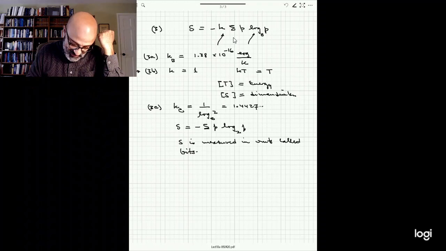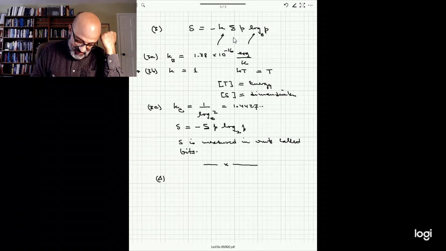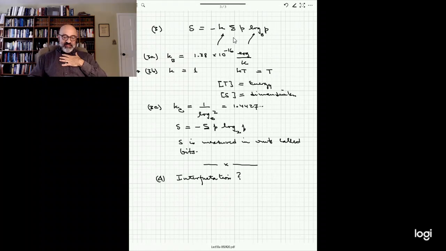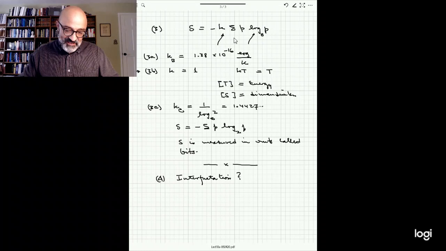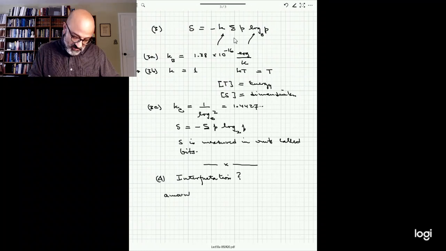What I want to discuss next is the tricky one, which is interpretation. And this is where it gets, I would say, a little bit confusing, and there is a reason for the confusion. Typically, we would say it's something like amount of information.